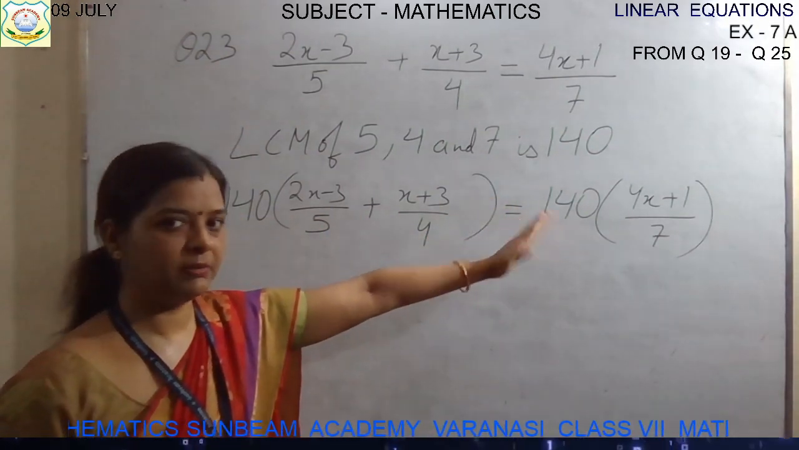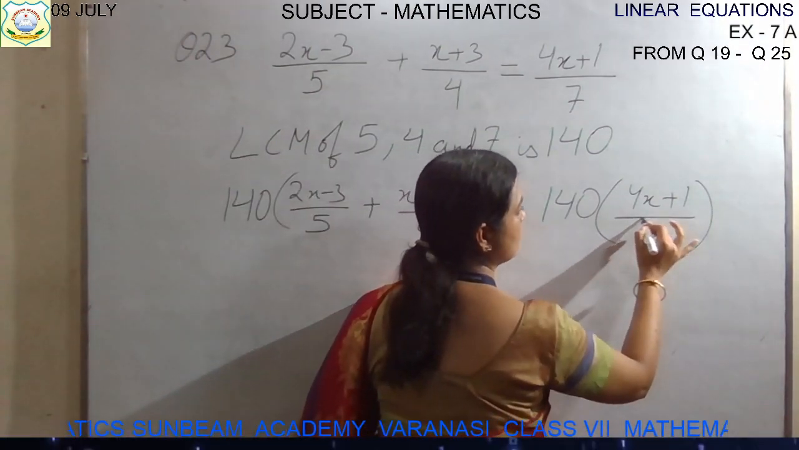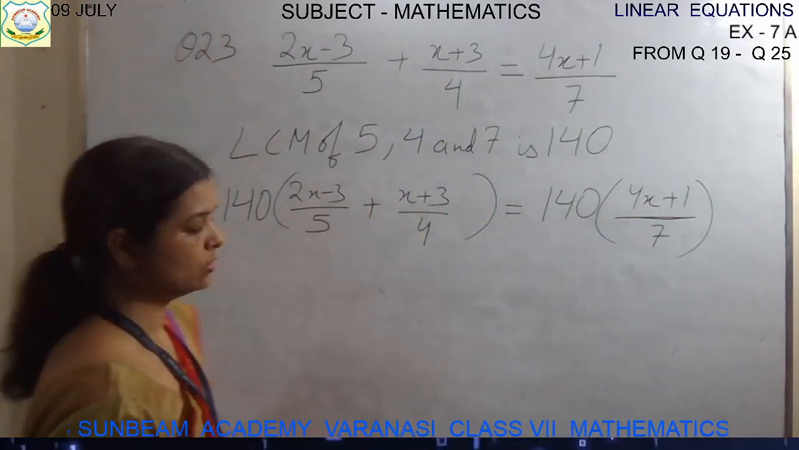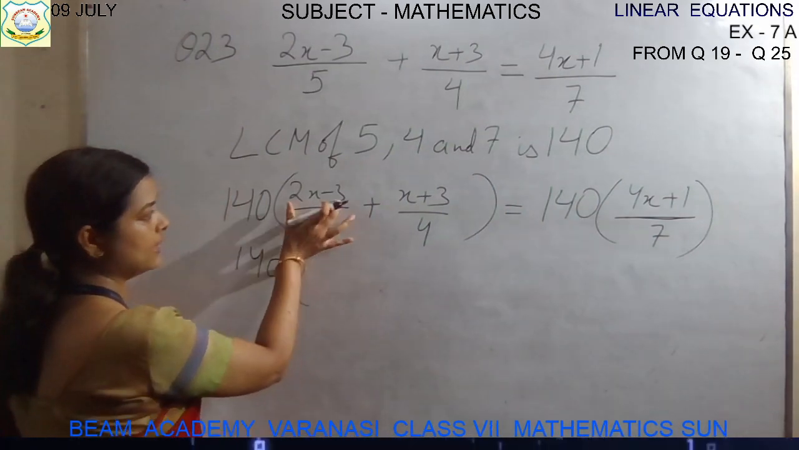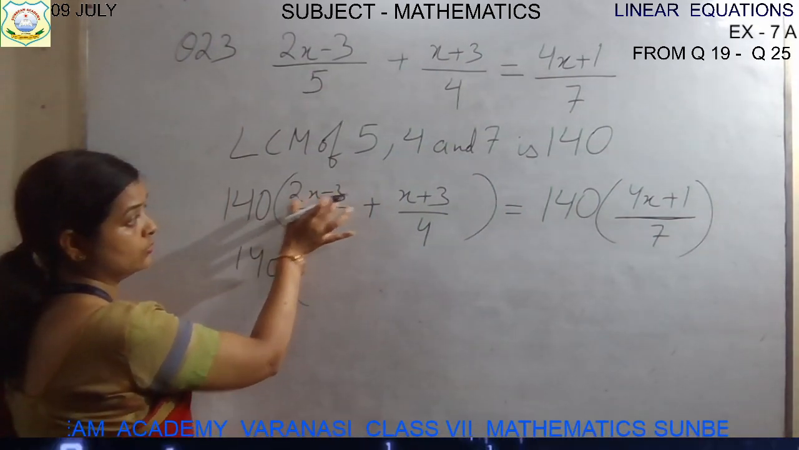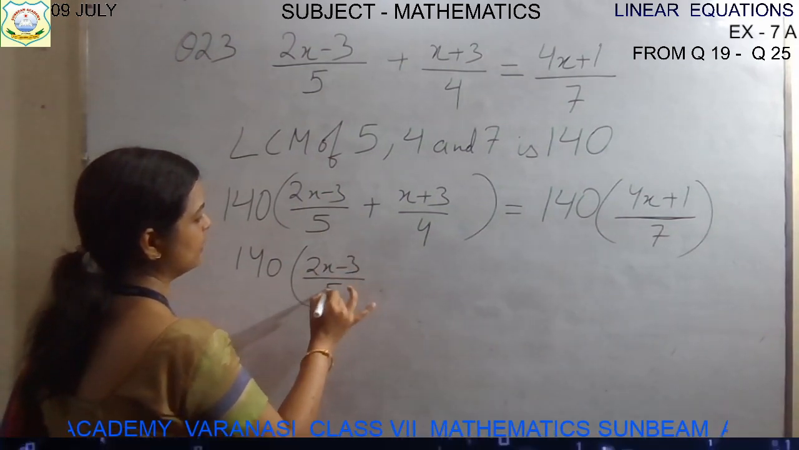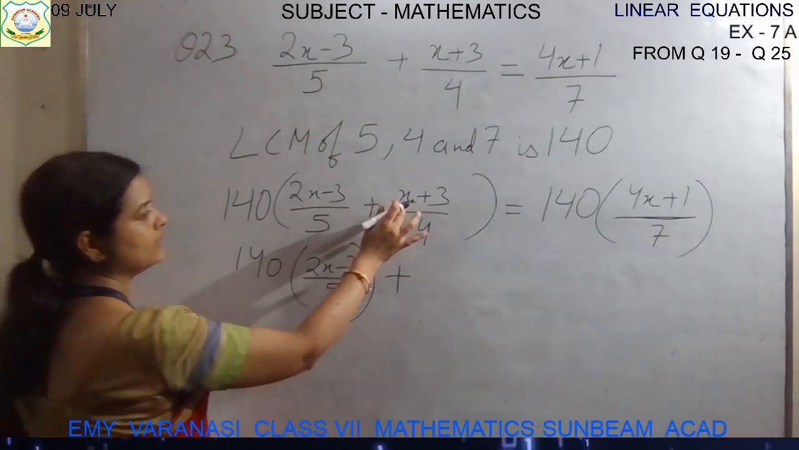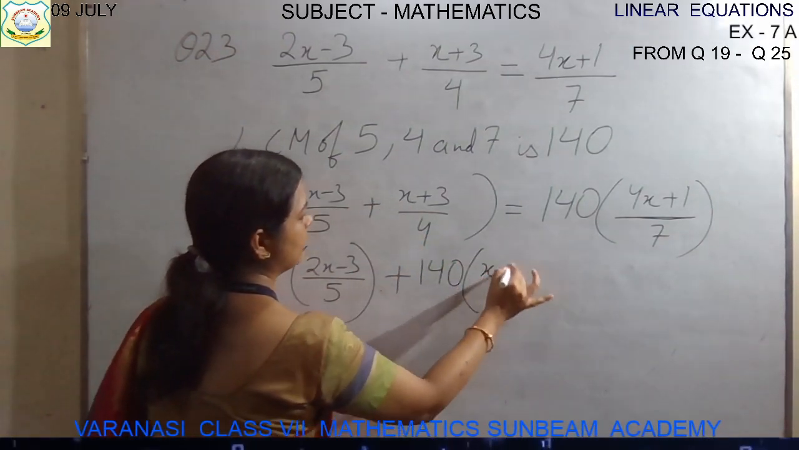And here we can simplify directly because it is whole upon 7. So we can directly simplify it. So let's multiply it first. 140 into, keep it in a bracket. There are two values in the upper part. 2x minus 3 by 5 plus, again this 140 will multiply with this, and what you have to do? Keep it in a bracket.